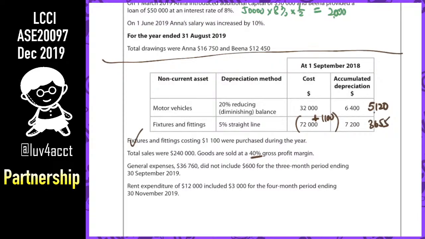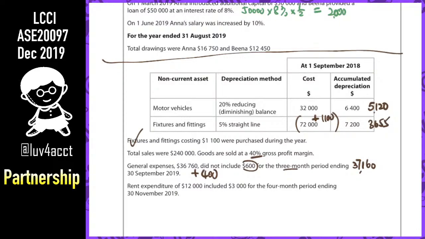36,760 did not include 600 for the 3-month period ending 30th September. 30th September is not our year end. Our year end is 31st August. So of the 3 months of this 600, we only owe 2 months. That is, our amount owing is 400. So that is 37,160.